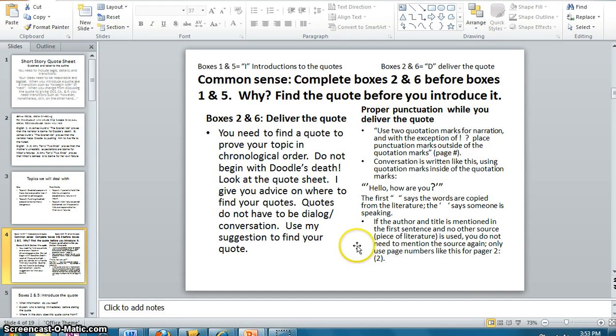You need to find a quote to prove your topic in chronological order. Remember that your topics have to be in chronological order. For freshmen, do not start with Doodle's death. Look at the quote sheet. I give you advice on where to find your quotes. If you look at that quote sheet, quotes do not have to be dialogue or conversation. Again, use my suggestions. You have to go in chronological order. Don't begin with Doodle dying.